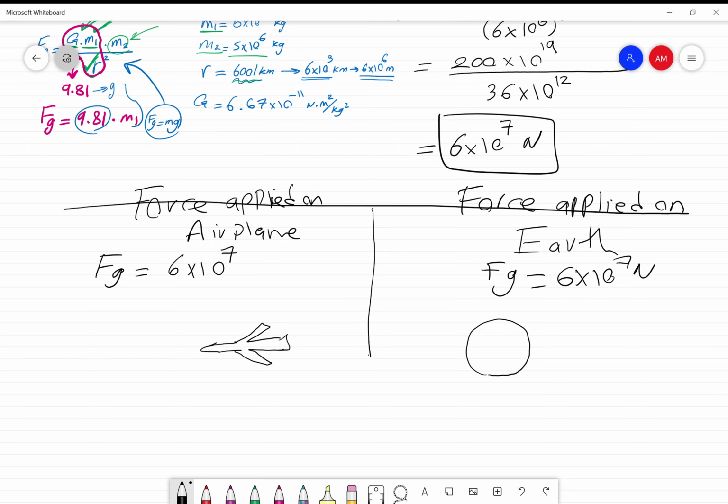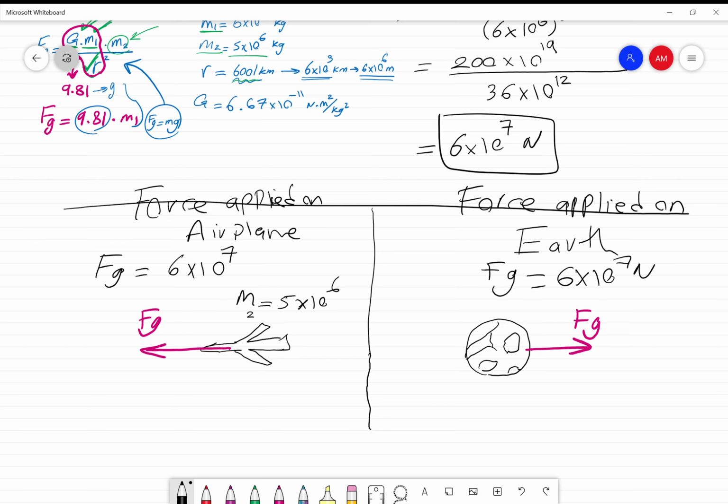So now we are separating the cases. We're going to look at Earth and we're going to look at the airplane separately, right? So we agreed that there is a force pulling the airplane this way, and that force is equal to Fg. We also agreed that there is a force, the same force being applied on Earth, pulling it the other way, and it's also equal to Fg. The amount of force is the same. So now, what is the mass of airplane? Mass of airplane, we call it m2, is equal to 5 times 10 to the power 6.